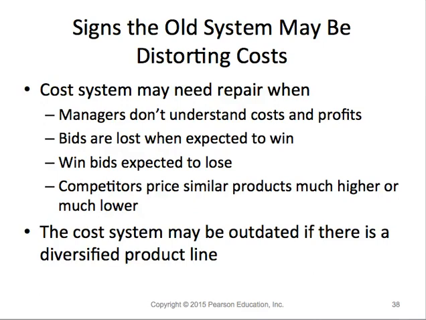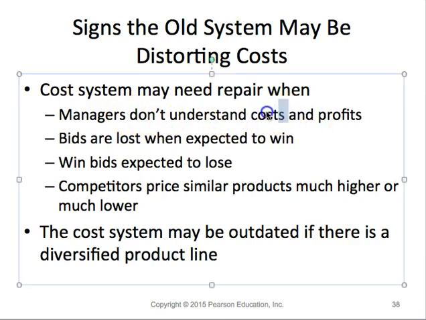Since the old system may be distorting costs, how do we know that the system is distorting costs? There are some signs. The cost system may need a repair when managers don't understand the costs and the profits. They're not sure how much each product costs them and how much profit they're making. And that could be pretty disastrous.